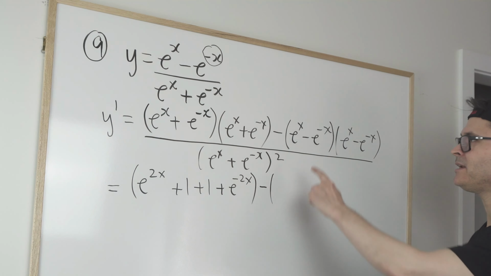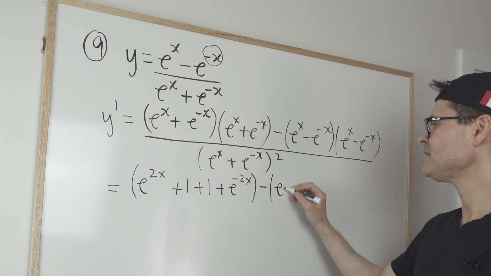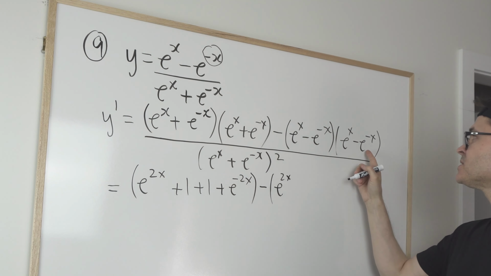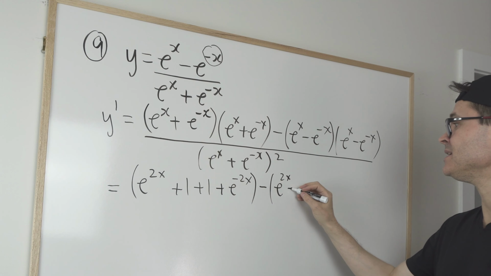Okay, so here we go again. E to the x times e to the x is e to the 2x. E to the x times e to the negative x is going to be negative 1.